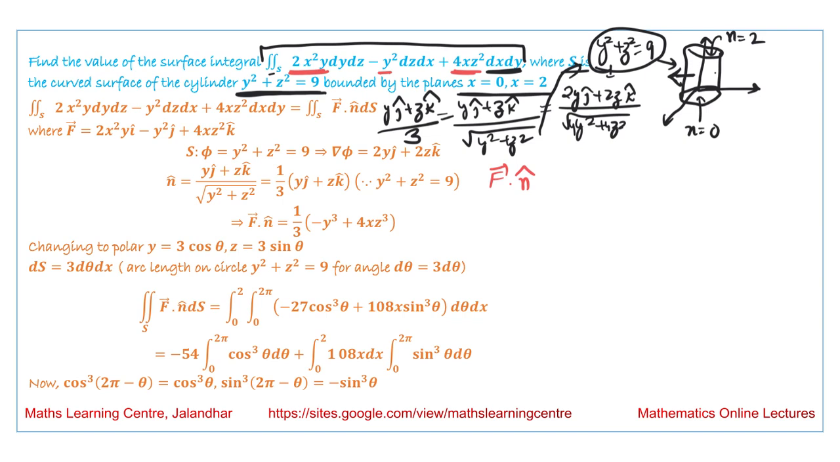So when we take the dot product with j, we are left with minus 1 by 3. We are left with minus y cube plus 4xz cube. Now we have the terms y, x and z, and we have the circle over here. So we make the substitution.